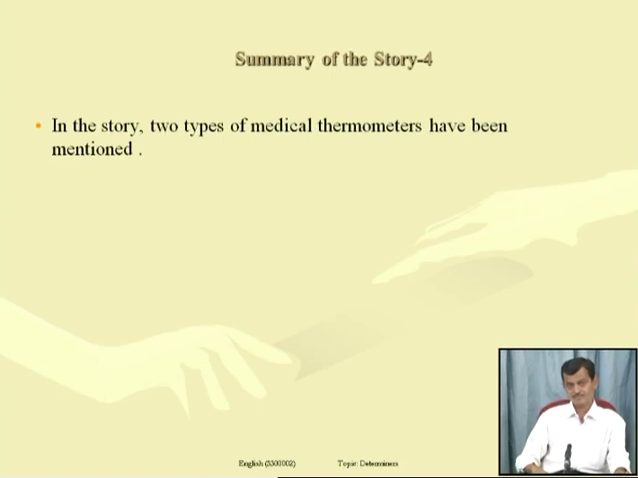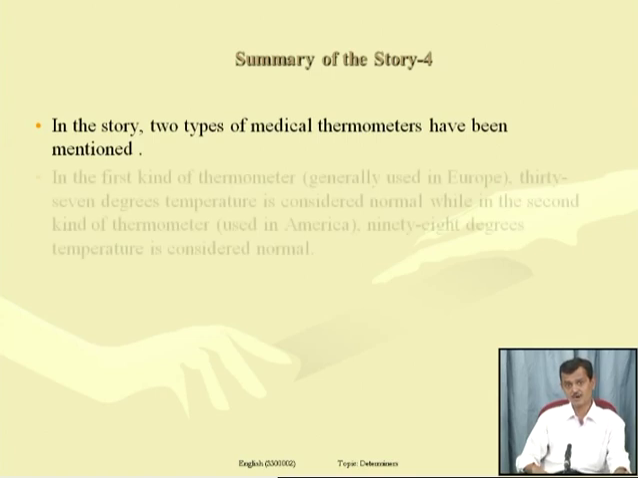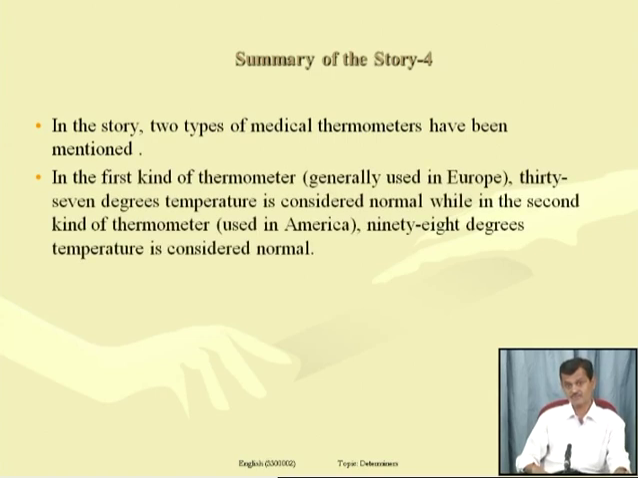In the story, two types of medical thermometers have been mentioned. In the first kind, which is generally used in Europe, 37 degrees temperature is considered normal, while in the second kind, which is used in America, 98 degrees temperature is considered normal. Because of the confusion between the readings of these two thermometers, Shaz feels an internal conflict in his mind, and he thinks that he is going to die.